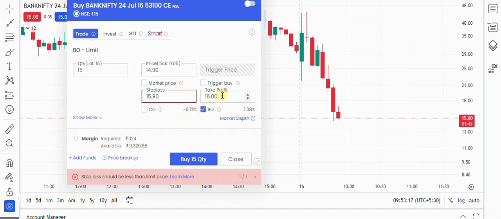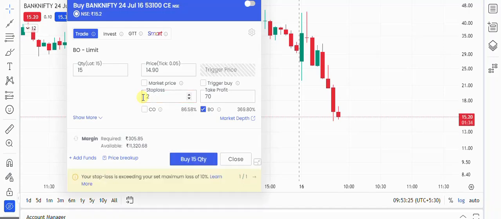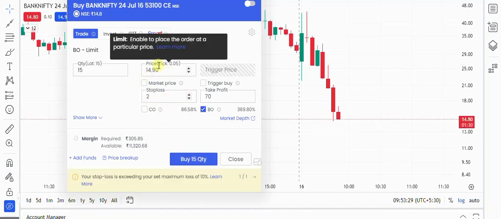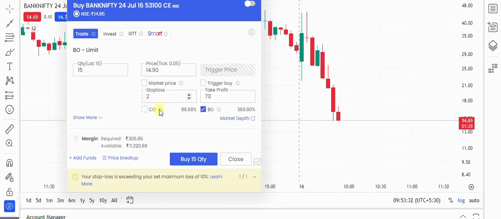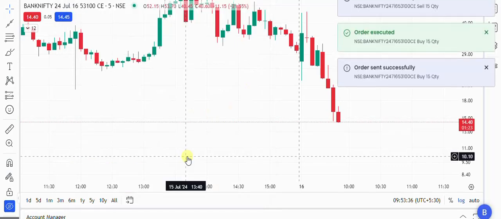What profit do I want? Suppose I want to book the share at 70 rupees. So I will put it at 70 rupees. And the stop loss, I want to exit the stock when it is 2 rupees. So I will put it as 2 rupees. So you put the buy price, you put the stop loss, and you put the target. When all the three are there, you will just press the buy button.